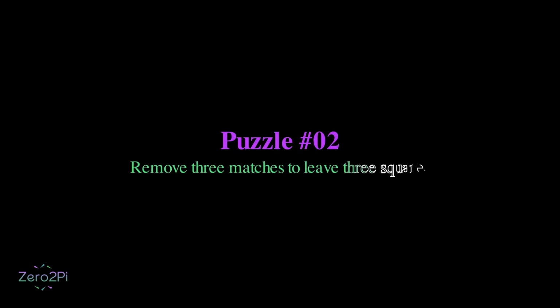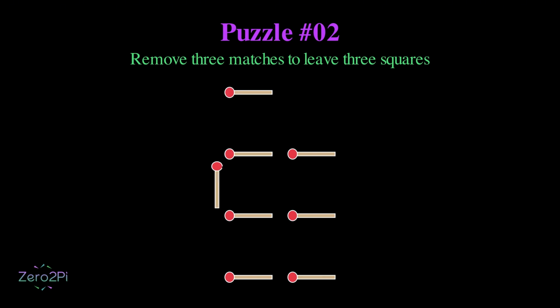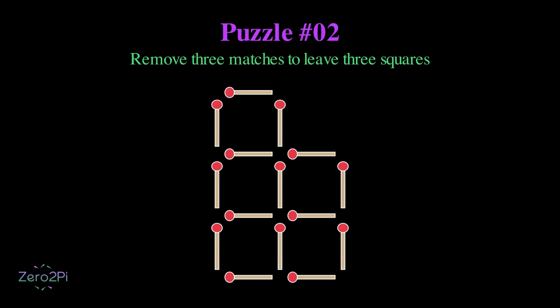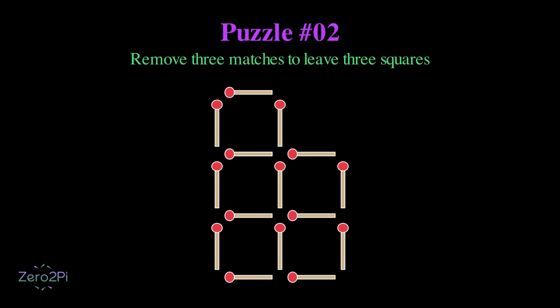Here's our second puzzle, and this one's going to test your spatial thinking. We have a grid made of matchsticks, and your challenge is to remove exactly 3 matchsticks to leave exactly 3 squares. Take a moment to pause the video and give it a try yourself. When I first looked at this puzzle, my natural instinct was to focus on the top area. Maybe if I remove these 3 matchsticks here, then it will leave us with 4 squares, which is wrong. We need to try another approach.